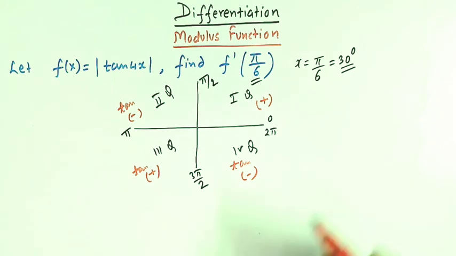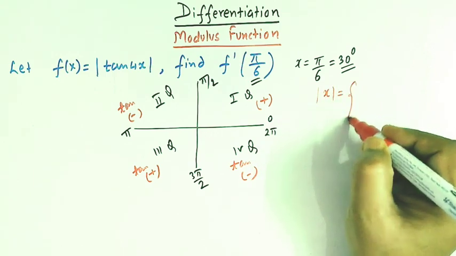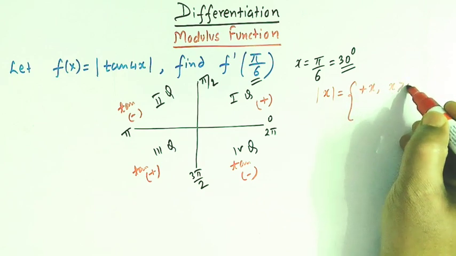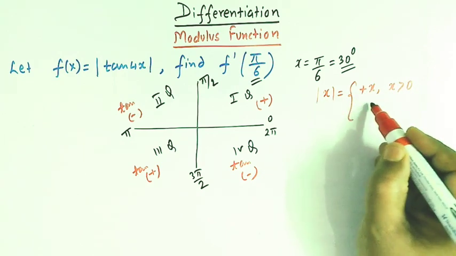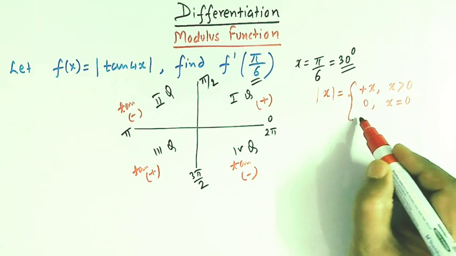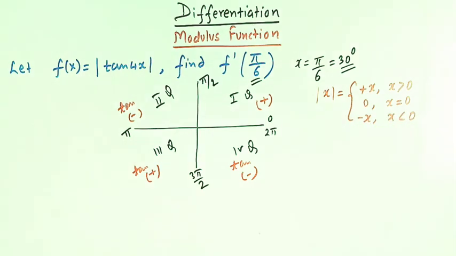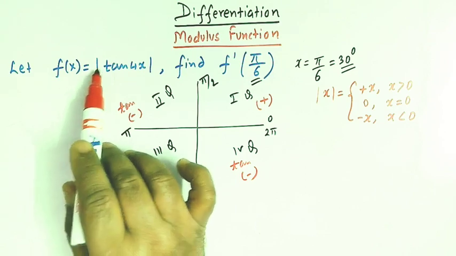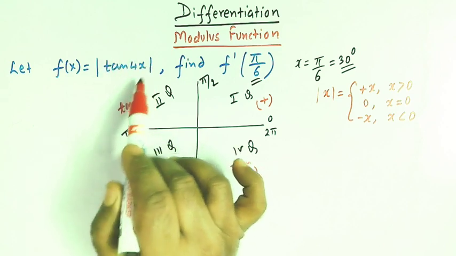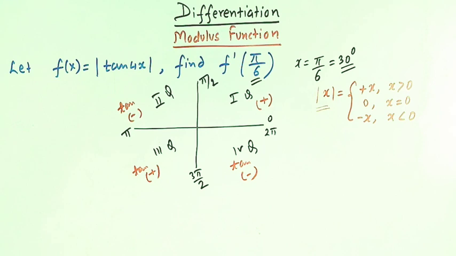Now once we have discussed the sign convention of the tangent function in the four quadrants, let us quickly revise the definition of the mod function. The mod of x is defined like this: mod of x takes the value x whenever x is greater than 0, mod of x takes the value 0 when x is equal to 0, and mod of x is negative of x whenever x is less than 0. Here we have f of x is equal to mod of tangent of 4x, so I will make use of this definition of the mod function.